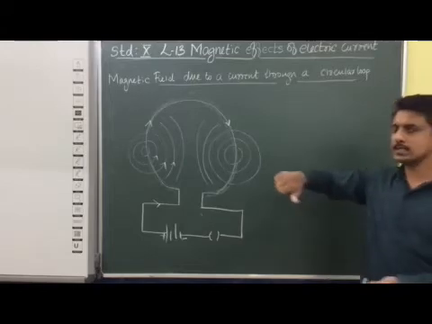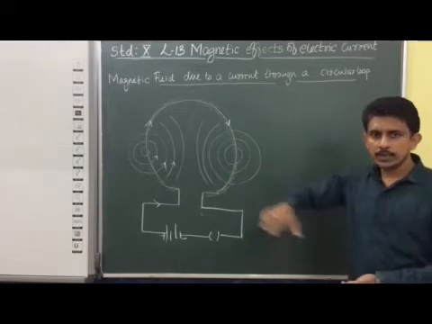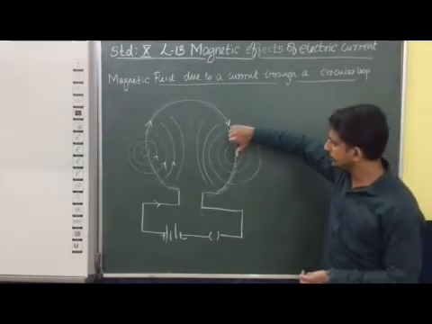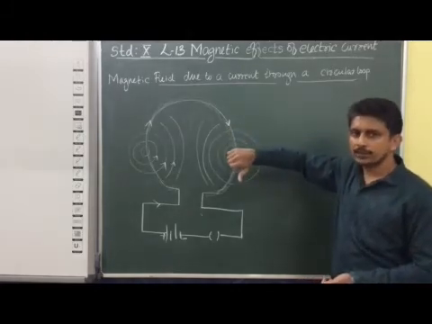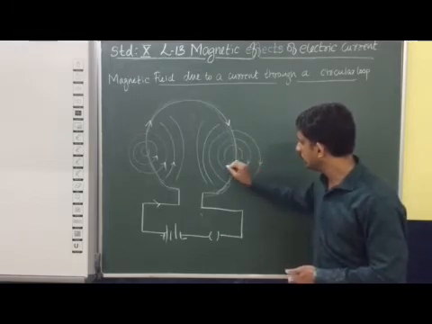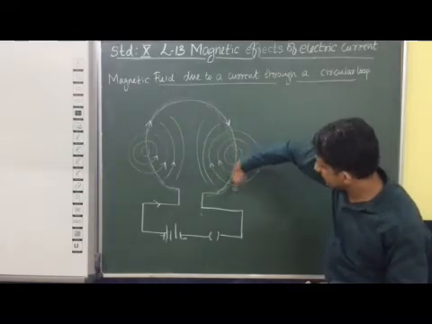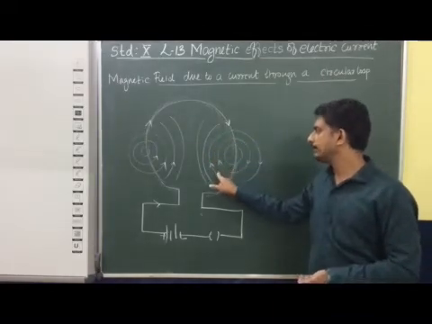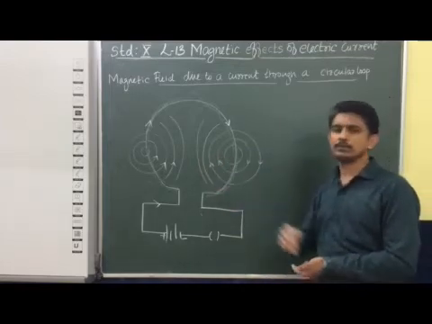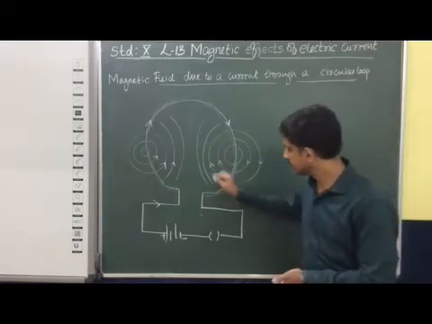With the help of the right hand thumb rule, we can determine the direction of the field lines. You can hold this conductor in your right hand, with the thumb showing the direction of current. Then the fingers will show the direction of the magnetic field lines. In this way you can see that it is outward here, and here it is in the inward direction. Inside the loop it is going in the inward direction. This is how we can represent the direction of the field lines.